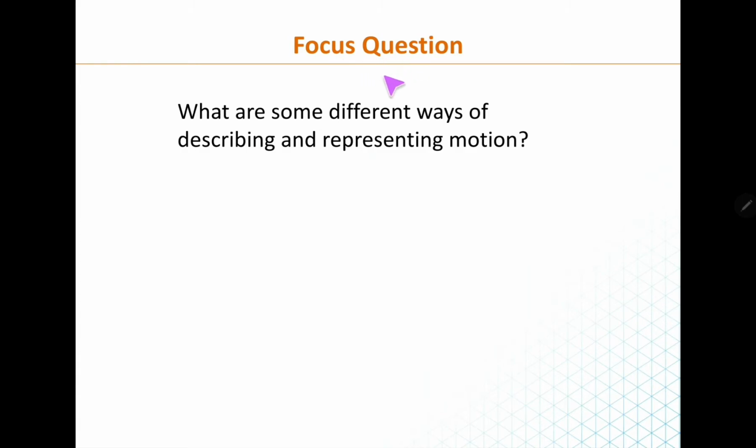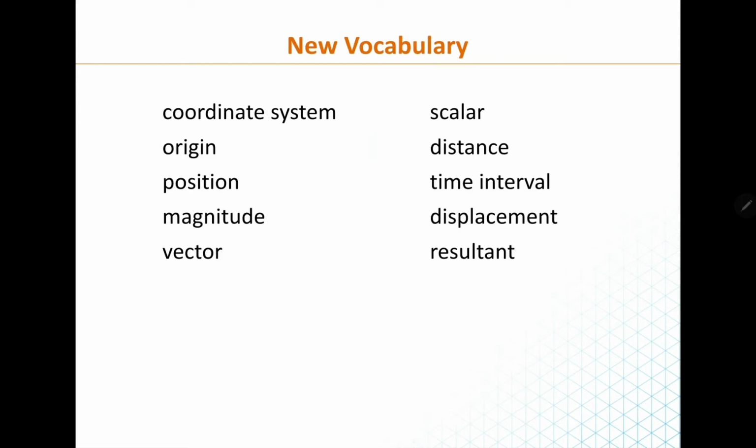The focus question for today: what are some different ways of describing and representing motion? We have two ways of describing and representing motion. The first one is by using coordinate systems, and the second one is by using the physics laws. In the beginning, we will learn how to describe and represent motion using coordinate systems.